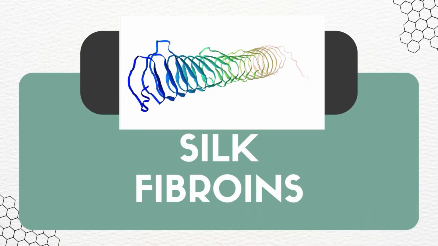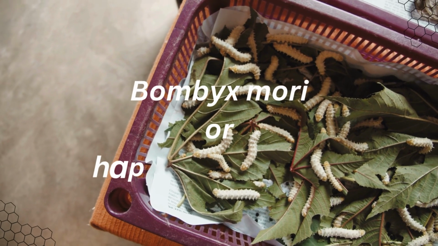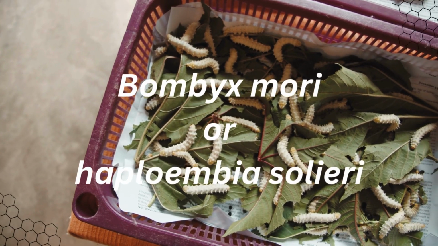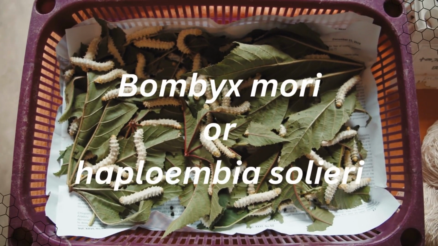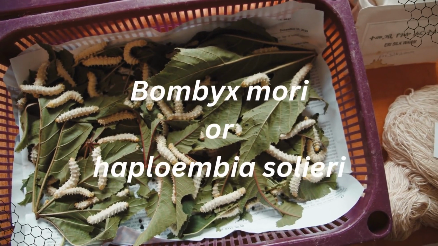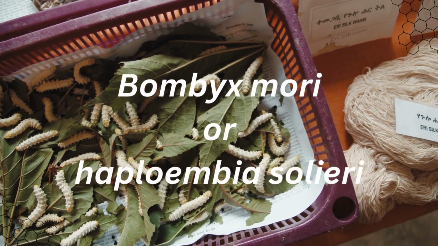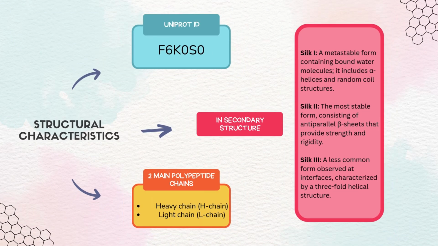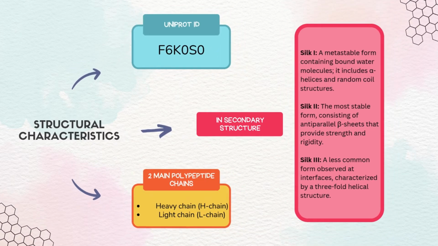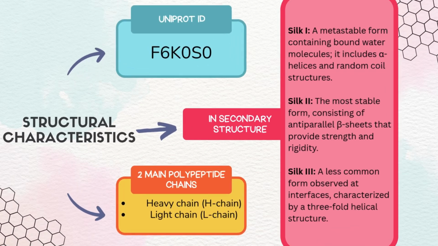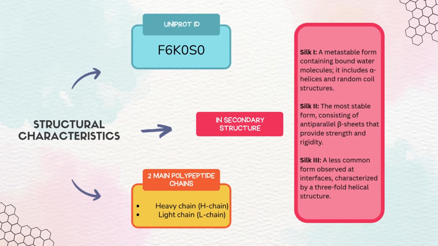The second protein that has been generated is silk fibroin. Silk fibroin is a structural protein primarily produced by silkworms like Bombyx mori and is the main component of silk fibers. Other than that, silk fibroin can also be found in Hyalophora cecropia. The UniProt ID for this protein is F6K0S0.